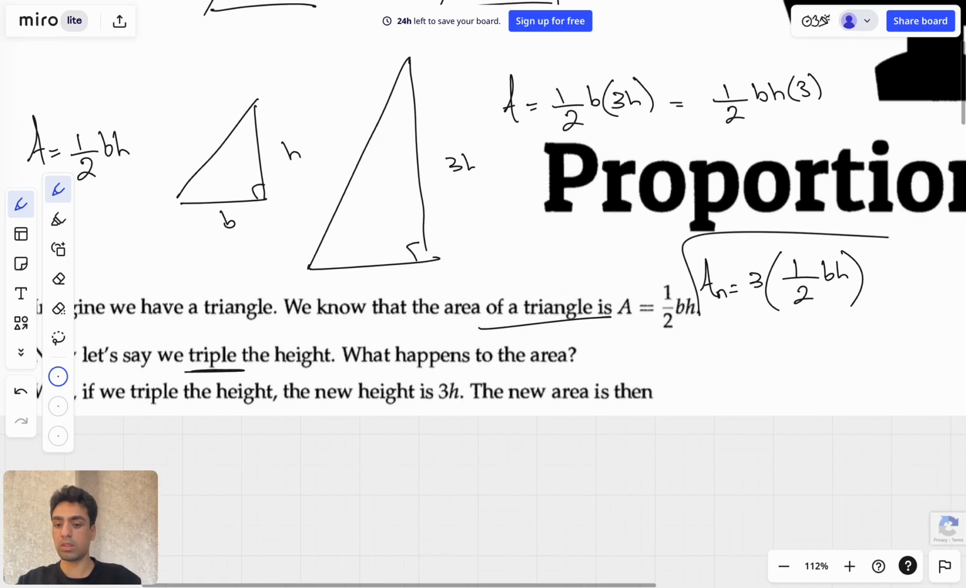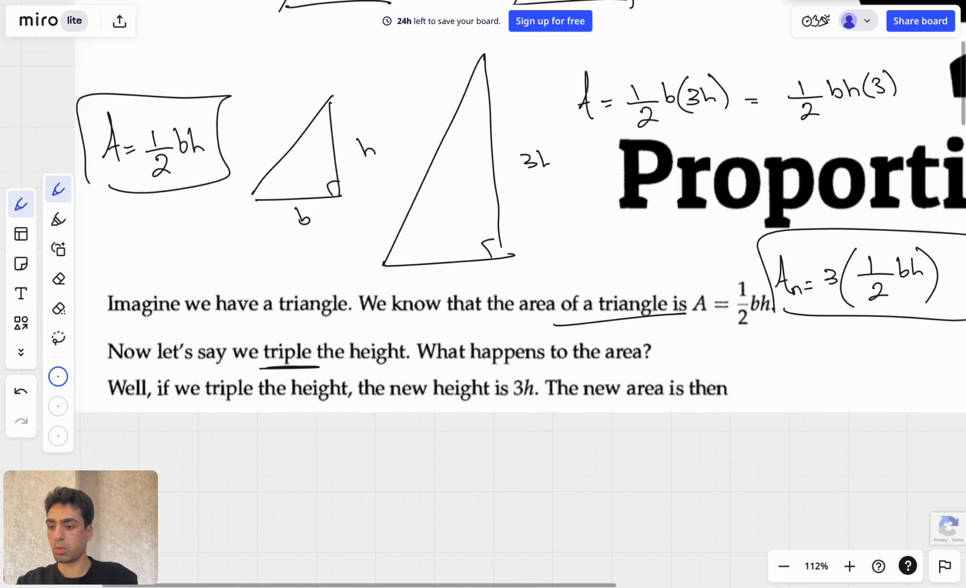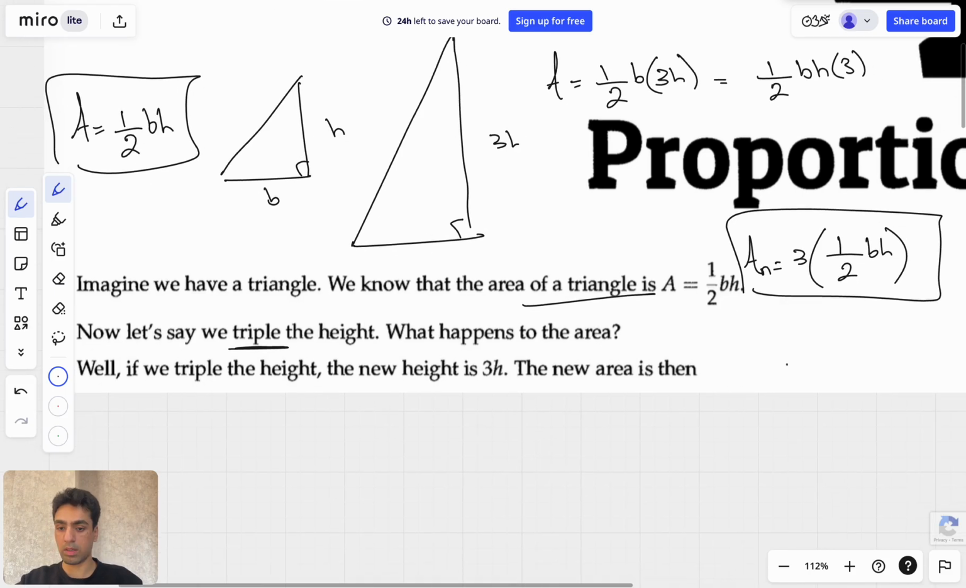If you compare this to the original, we can see that it's basically the same thing, but tripled. So it's 3 times the original. The new area is going to be triple the original area. That's how height affects the area in this example.